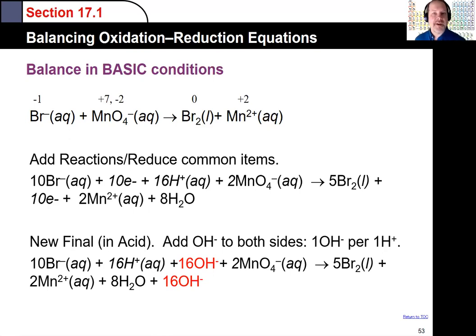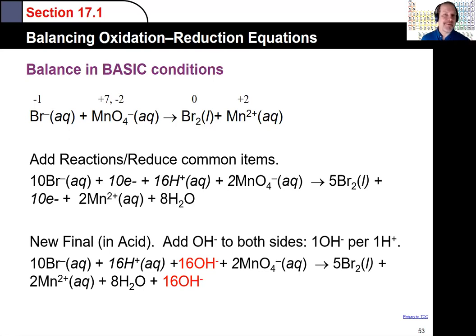So once you've got it finalized in acid, the new trick to balance in base, this is the very last step, is that we're going to add hydroxides to get rid of the hydrogen ions. For every hydrogen ion, you've got to add a hydroxide. But whatever you do to one side, you've got to do to the other side. So if we're going to add 16 hydroxides, you can't just add them. You need to add them to both sides. It's kind of like a math equation. If you add one thing to one side, you've got to do it to the other. So we're going to add 16 hydroxides to balance out the 16 hydrogen ions. So I add 16 to both sides.